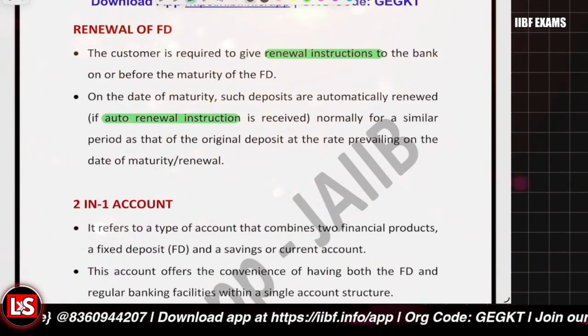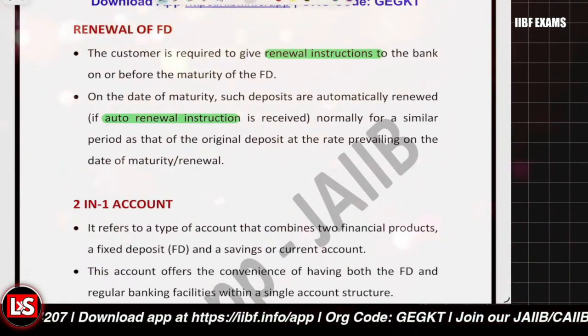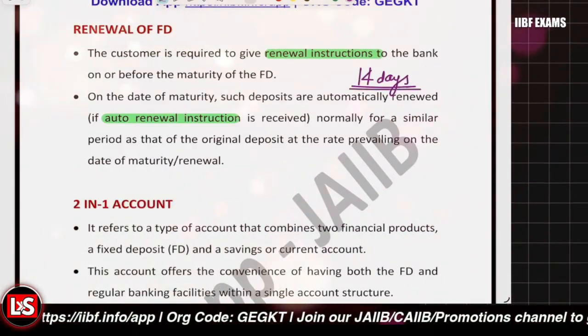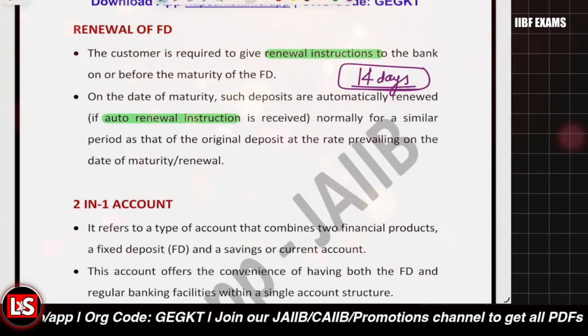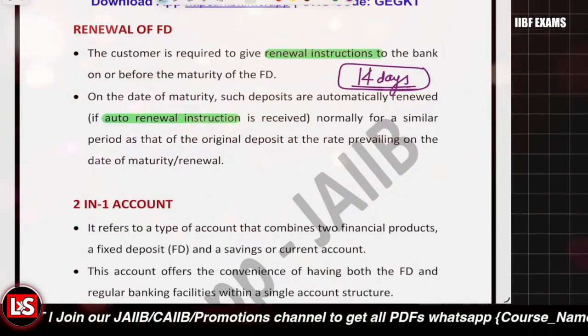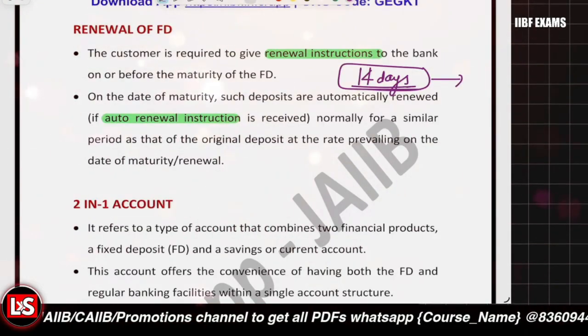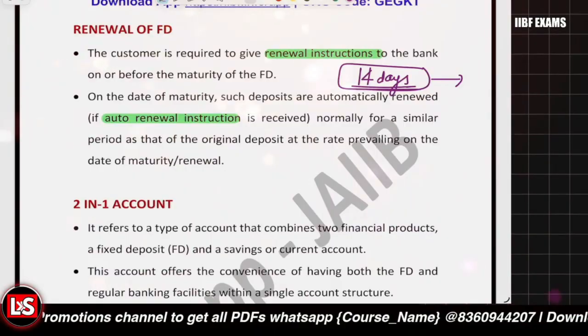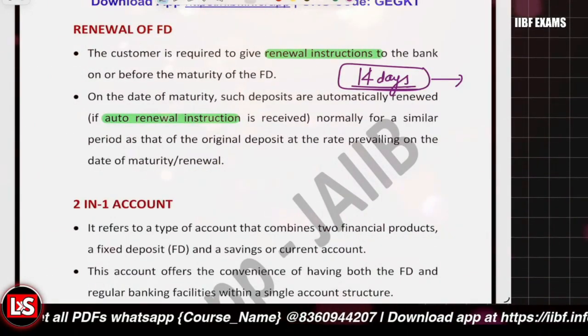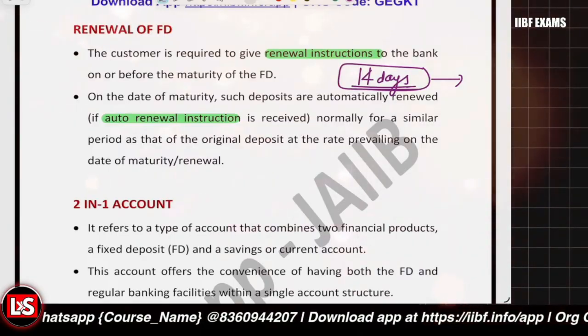Getting it? But let's say if it is not auto renewal and no instruction is given for the 14 days, then in that scenario, the renewal won't be done at the prevailing rate of interest. And there is one more factor.